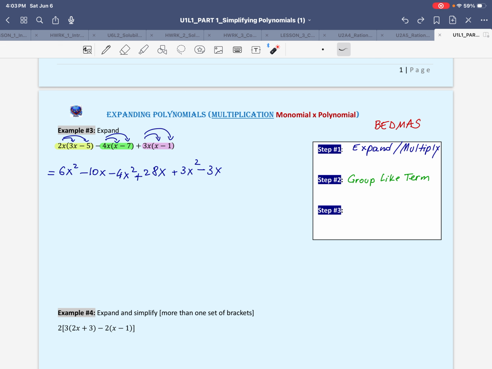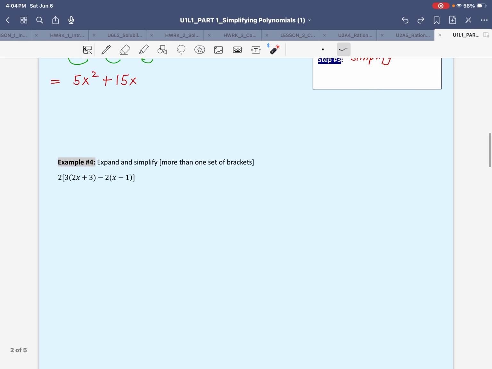So grouping like terms is done the same way as before. So the x squared terms will go together. We have 3 of them. And then the x terms will go together. And lastly, we will simplify the expression. So we have 6 minus 4 plus 3. 6 minus 4 plus 3 would be equal to 5. And negative 10 plus 28 minus 3 is 15x. And that would be the final answer. The terms are listed highest to lowest degree.